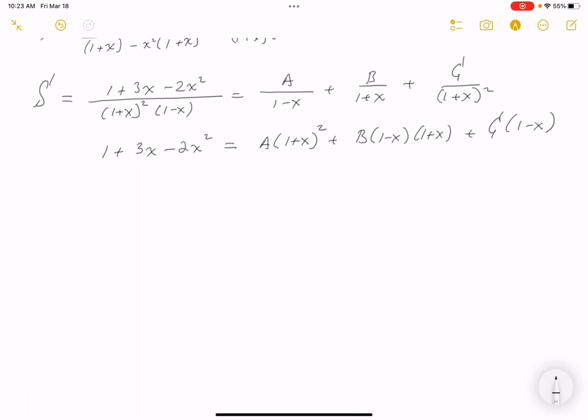I need to pick an easy x. And I'm going to tell you, I think the easiest x to choose would be x equals 1. All right? Let's see what we get. On the left side, you get 1 plus 3, which is 4, minus 2, which is 2. On the right side, what are you going to get? I got to be careful here. It's going to be 2 squared, which is 4a. The other two disappear. So now I know a is a half. All right? That's good news for me, by the way. And let me see if I did that right.